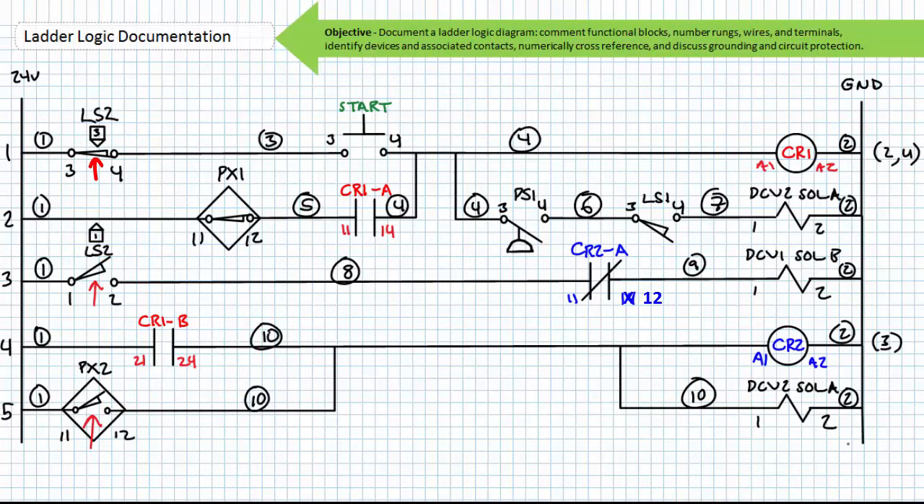In conclusion, this lecture introduced ladder logic documentation. We discussed annotating the description of functional blocks, rung numbering, 2 different methods of wire numbering, terminal numbering, device and associated contact identification, and numerical cross-referencing logical and mechanically interlocked elements. Finally, we discussed grounding and circuit protection practices. Remember to review these concepts as often as you need to really drive it home. Imagine how well lab will go if you know what you're doing.